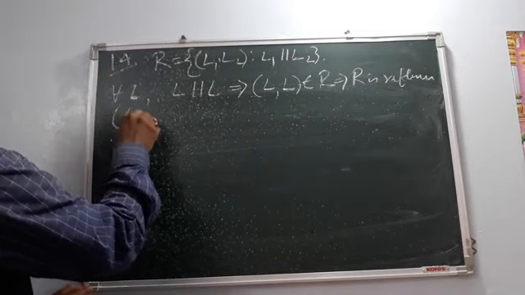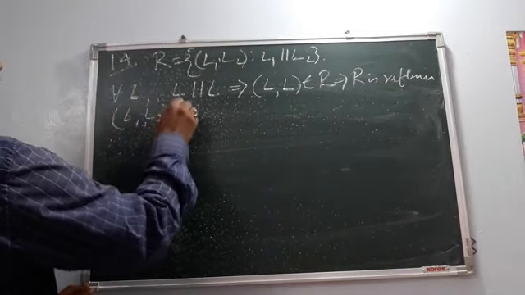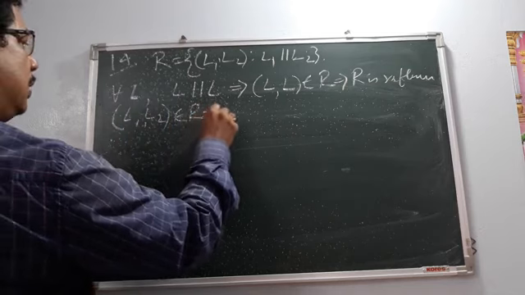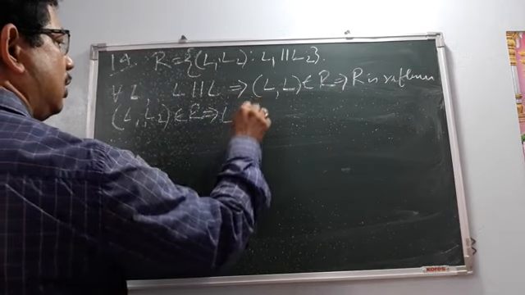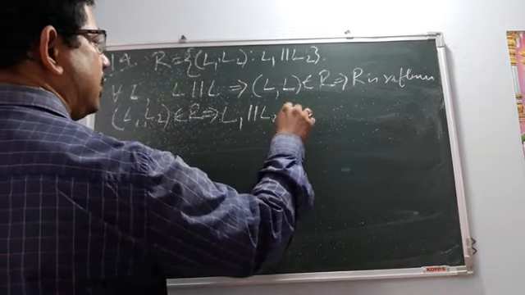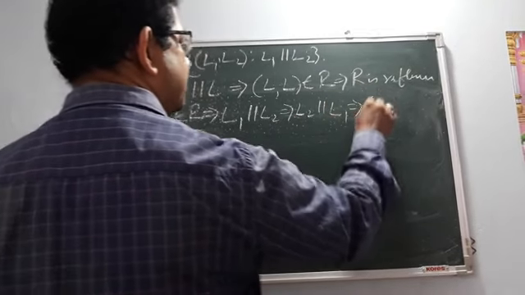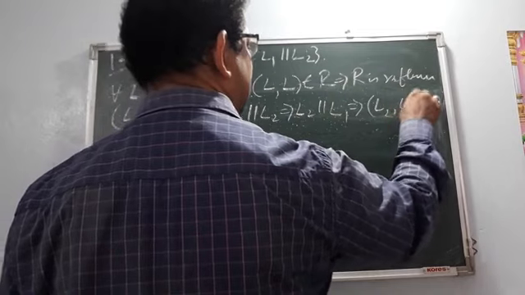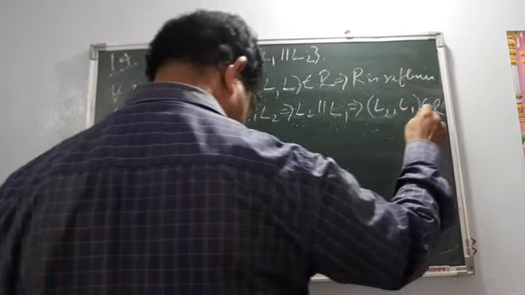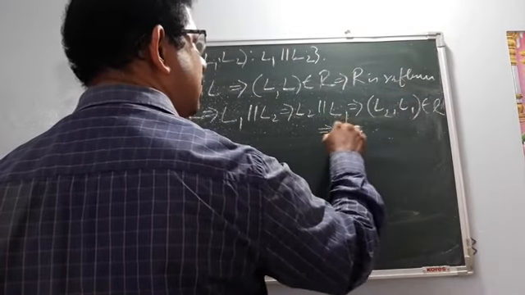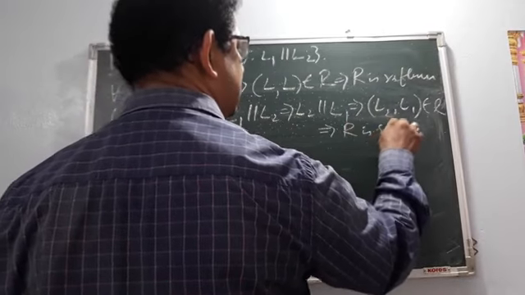Now (L1, L2) belongs to R. Implies L1 is parallel to L2. We can say L2 is also parallel to L1. Implies (L2, L1) belongs to R. Implies R is symmetric.